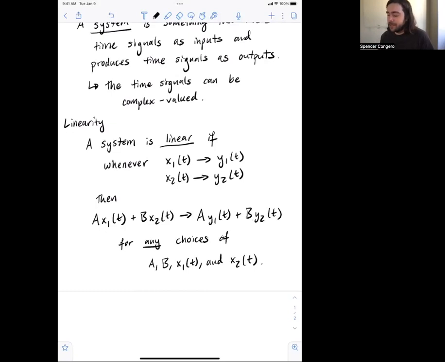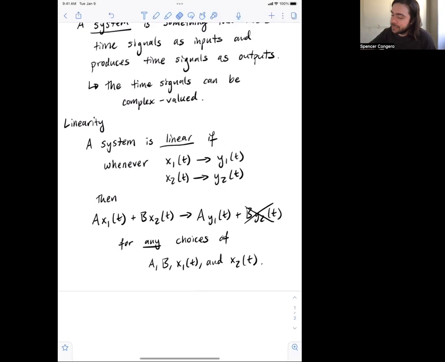Okay, so this is the property of linearity. And it's kind of two properties in one. If I just let b be 0, I could get rid of these two terms and say, if x1 produces y1, then I have essentially the scaling property that when I scale x1 by some constant, the output y1 is scaled by the same constant.